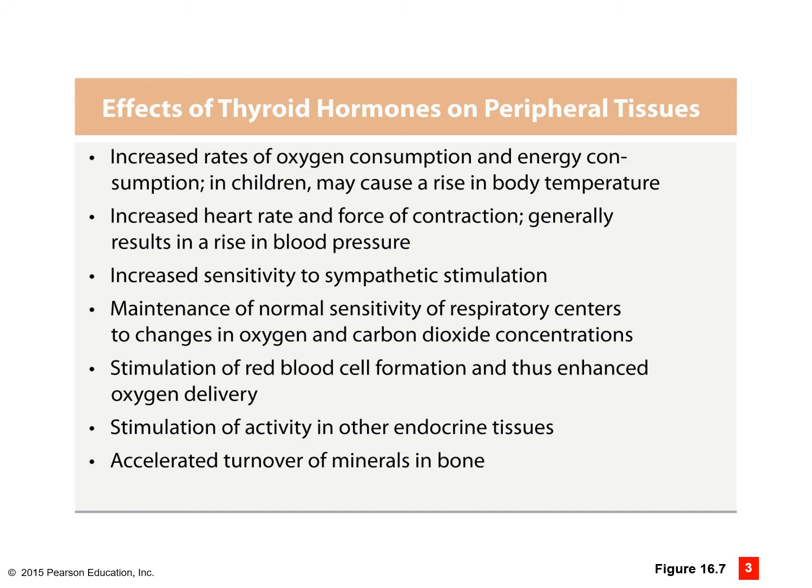Number 5, stimulation of red blood cell formation and thus enhanced oxygen delivery. We are actually making more red blood cells the more thyroid hormone we make. Number 6, stimulation of activity in other endocrine tissues. So other endocrine cells are going to start secreting more rapidly their hormones to increase the overall metabolic function, which is the sum of all chemical reactions in your body. And finally, there's an accelerated turnover of minerals in bone that is caused by thyroid hormones. This is going to cause calcium to be released and reabsorbed more rapidly and increasing its rate of reformatting the bone itself.